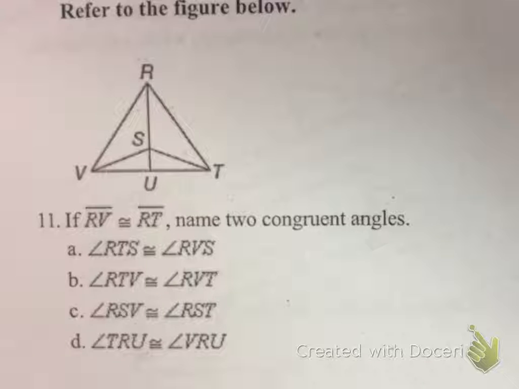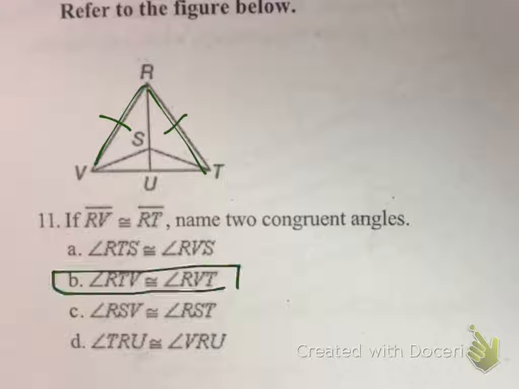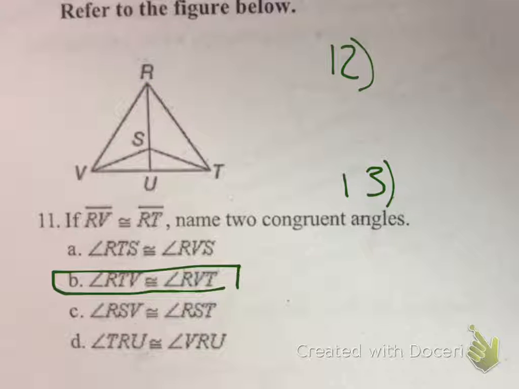All right. So now let's look at number 11, 12, 13, 14. The main thing here is just make sure you realize which triangle they're talking about. When we talk about RV and RT, we're talking about the big triangle, RVT. So what 2 angles would be congruent? It would be RTV and RVT, because we're looking at the big triangle. If I look at number 12, then I'm looking at RS and SV. So I'm looking at this triangle right here, and those angles would be SVR and SRV, which would be choice C.